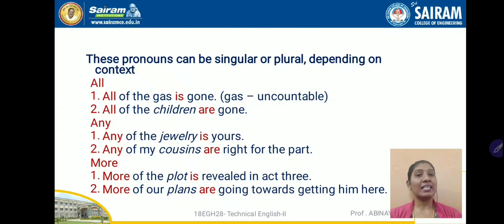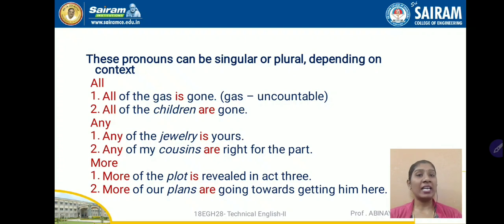All of the children. The same all was used in the first statement also, but we wrote the singular verb is. Here we are using are, as plural. Why plural? Because the subject here along with the all is children. Children is the plural subject. So we are using are here, plural. So the second all has to be taken as the plural pronoun.